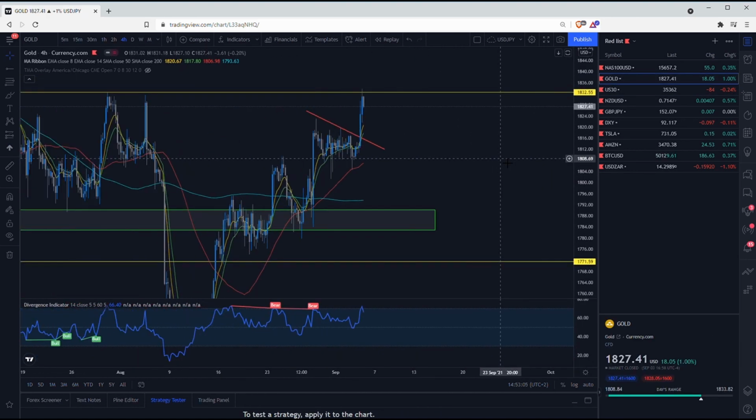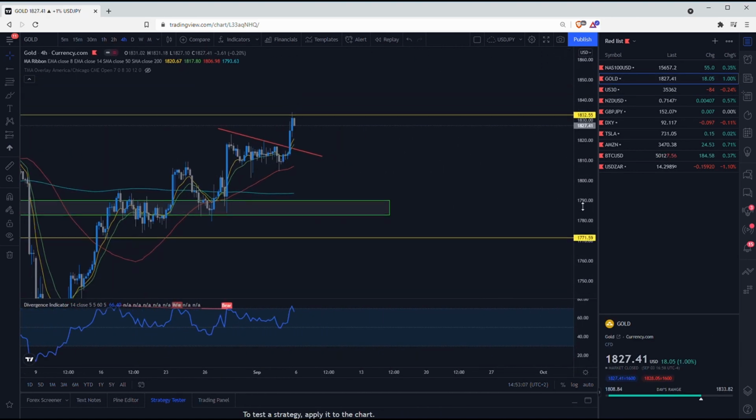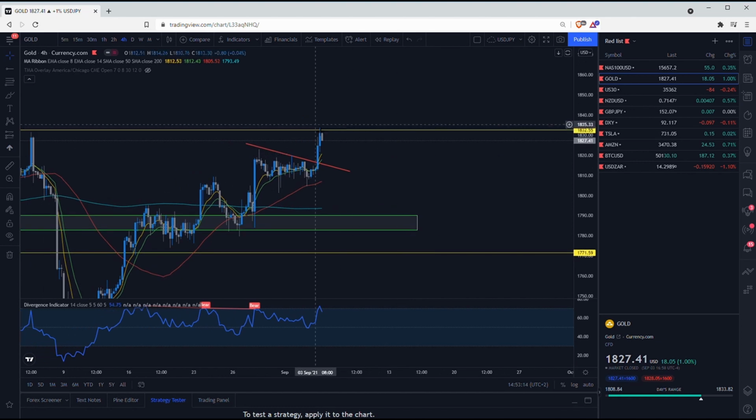So gold, yo, it was a pretty rough week for us for gold. We eventually at the end of the week hit the take profit, which was this area over here. Took a lot of patience, a lot of drawdown.